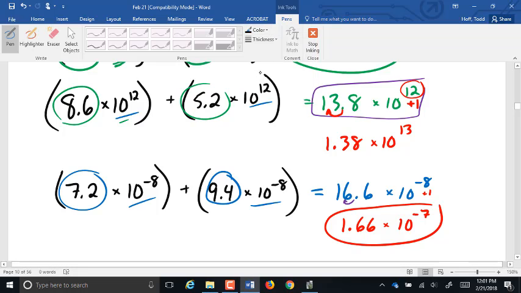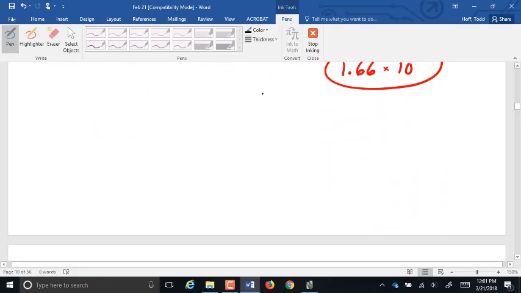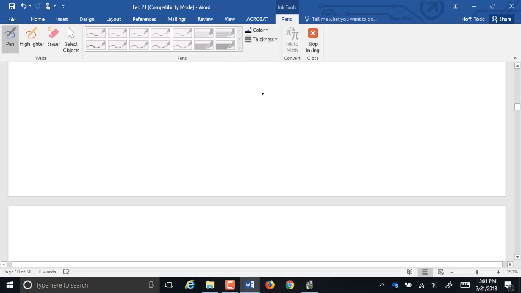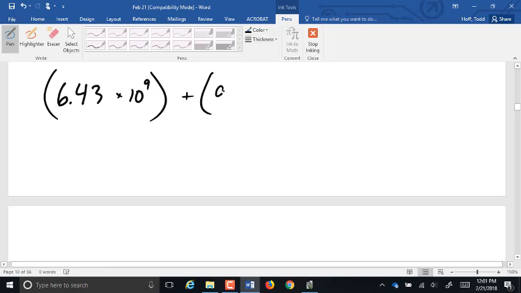So what if we don't have the same power of 10? What if we have 6.43 times 10 to the 9th plus 9.2 times 10 to the 8th?